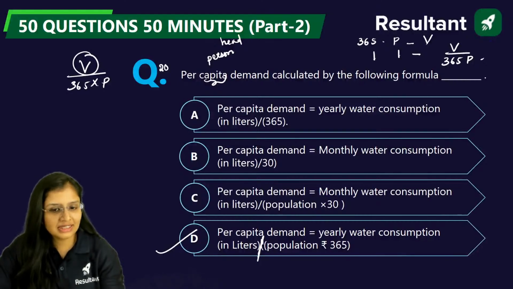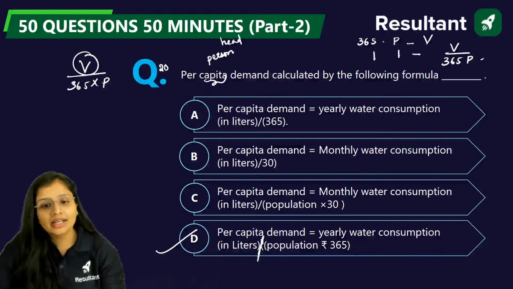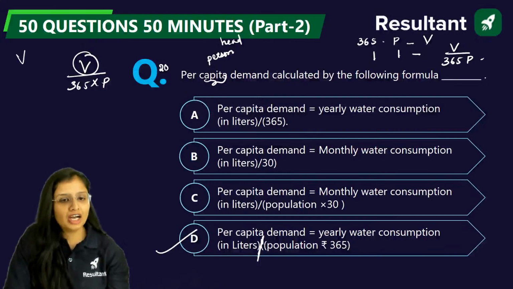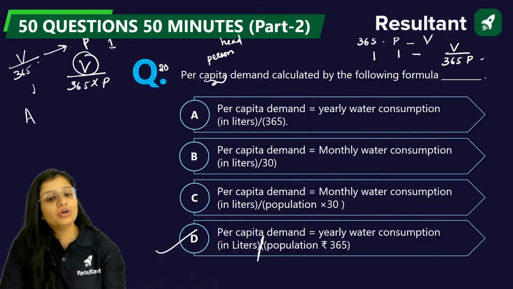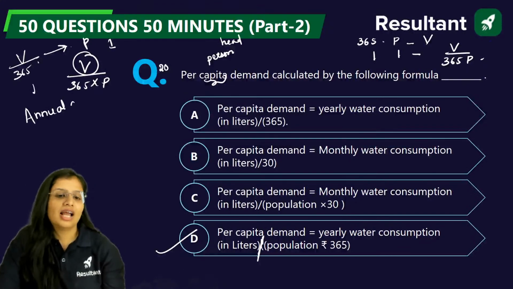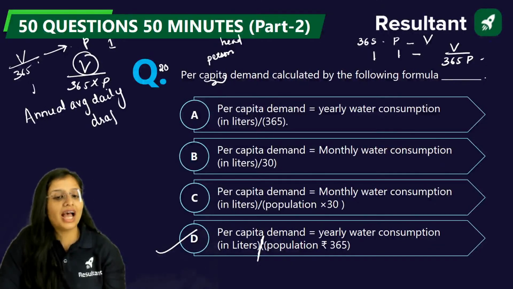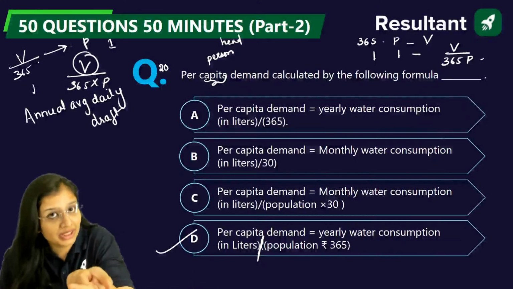Here they have not multiplied by 365 and the population. Population also has to be there. Here, if you are saying A as the option, they haven't multiplied by the population. If you say only V upon 365 days, it will give you how much water is required by P population in one day. This gives you annual average daily draft or daily demand. This will not give you annual average per capita daily. Per capita means how much one person needs.